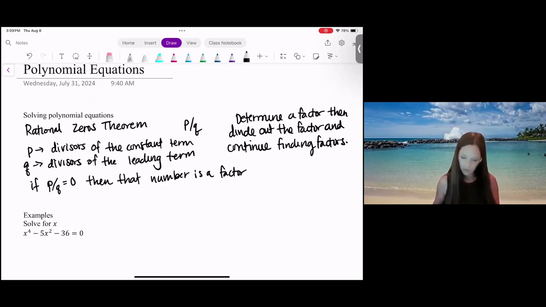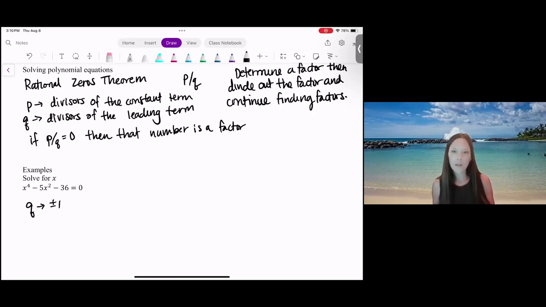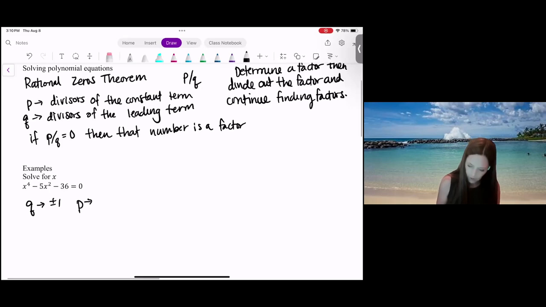So let's start off by solving this first problem by listing the factors that we have of our leading term and our constant term. Because our Q is plus or minus 1, essentially every single term that is a divisor of the constant divided by 1 is just itself. So I don't really have much to write over Q. So the P values are also going to be our P over Q values. That is plus or minus 36, plus or minus 18, plus or minus 12, plus or minus 9, plus or minus 6, plus or minus 4, plus or minus 3, plus or minus 2, and plus or minus 1.